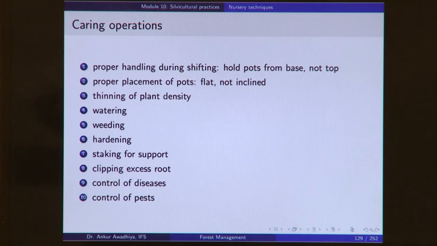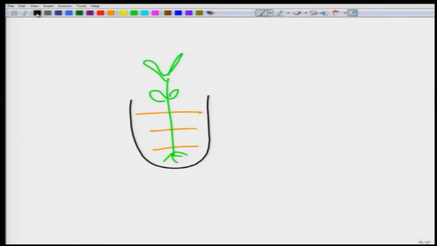Two, proper placement of the pots: they should be placed in a flat position and not in an inclined position. Now, this is because the roots are positively geotropic. What do we mean by positively geotropic? They go in the direction of gravity. Now, suppose you kept a pot like this. In this case, what will happen is that your plant will start to grow like this and the root will grow like this.